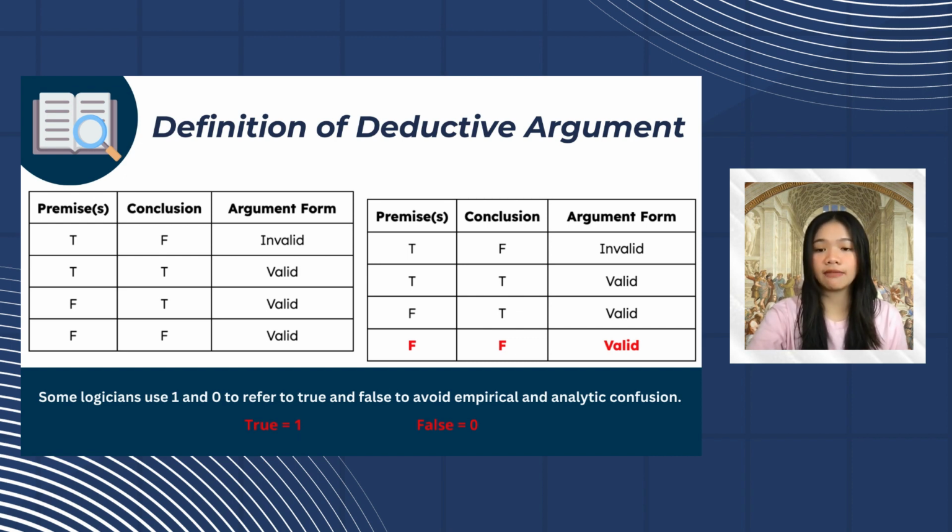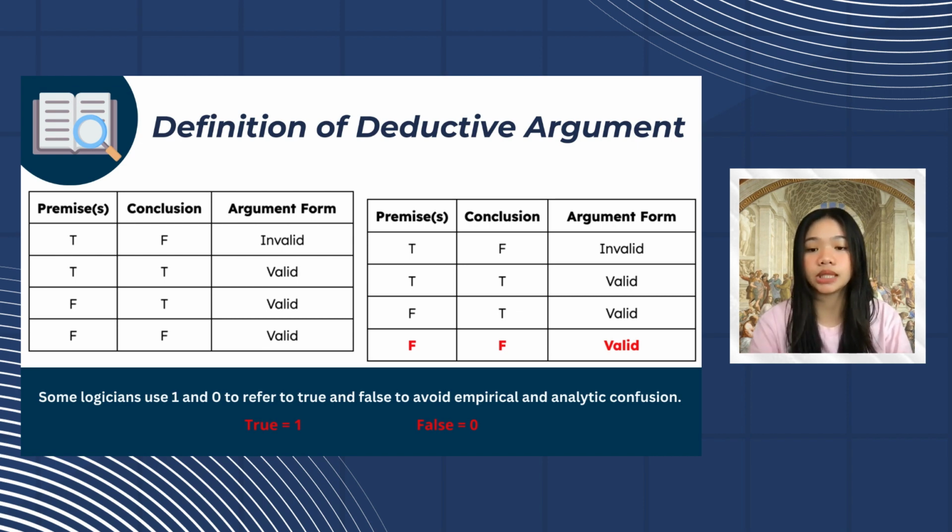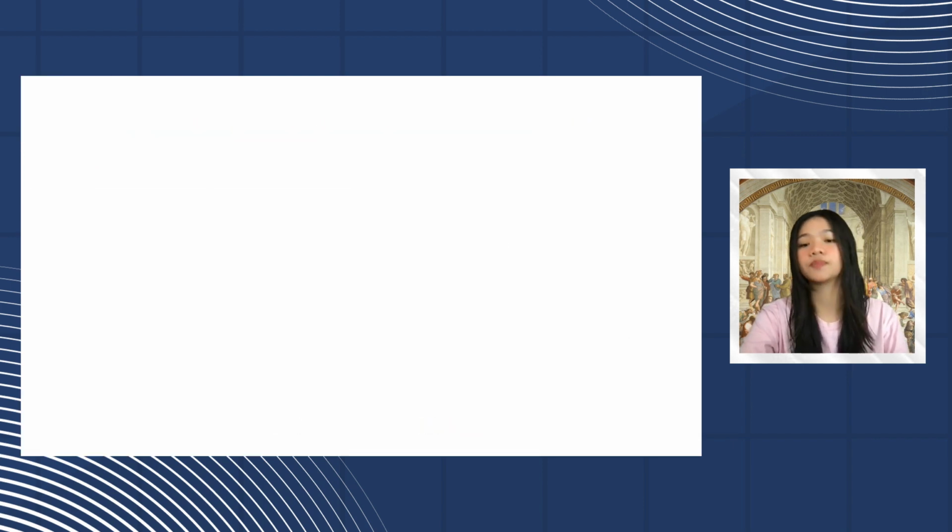For the instance of having a valid argument with false premises or premise and a false conclusion, it may sound counterintuitive if taken from an empirical view, but the terms true and false are used analytically to represent truth values. This is also the reason why some logicians replace true with the number 1 and false with the number 0 to avoid empirical meaning attached to the terms true and false.